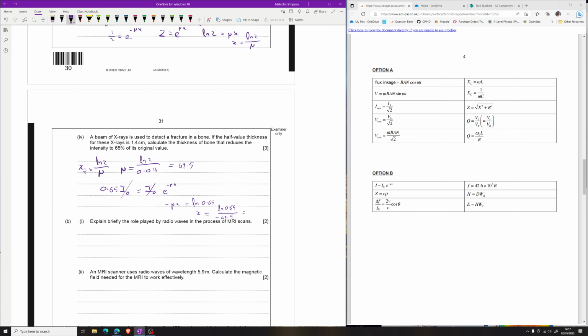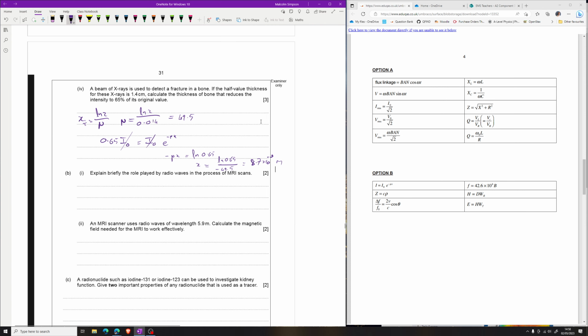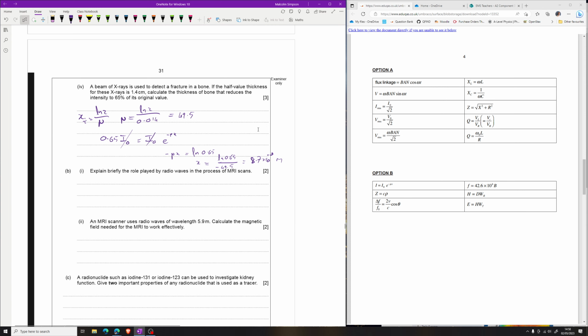8.7 times 10 to the minus 3 meters. If you kept this all in centimeters, it would be fine, you would just have to be a little bit careful with your units here, because by default, mu should be in meters to the minus 1. So 8.7 millimeters seems pretty reasonable, less than 1.4 centimeters.